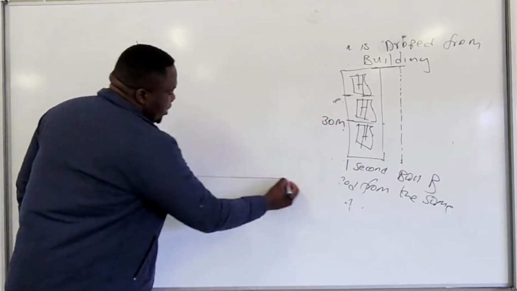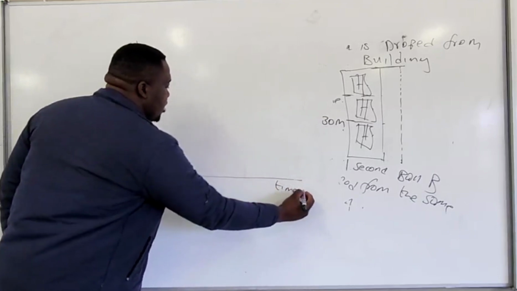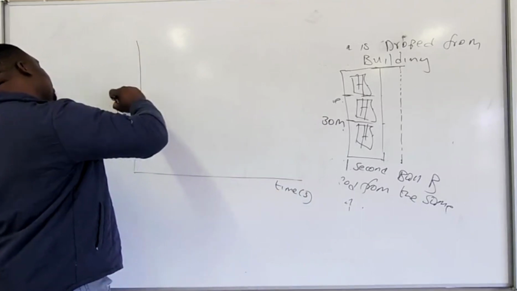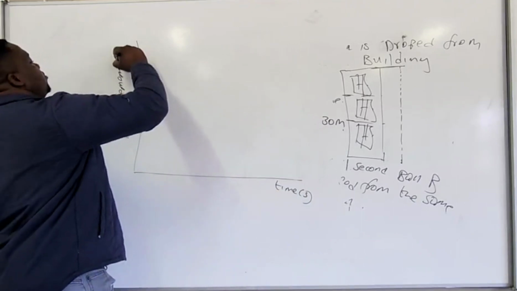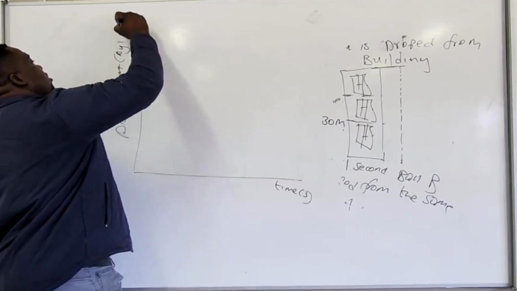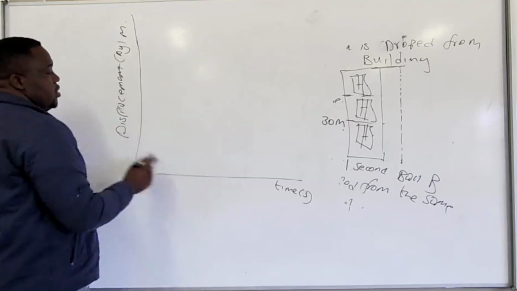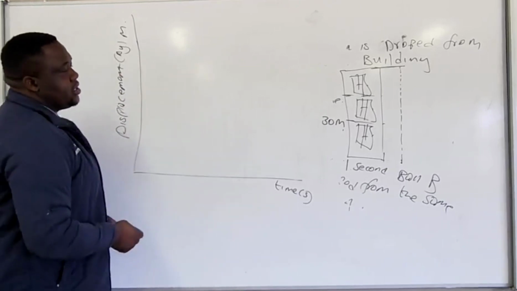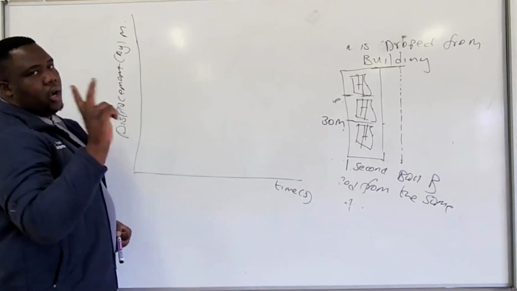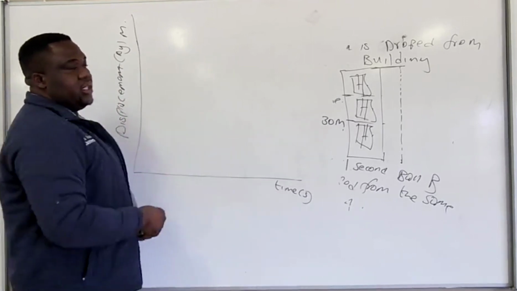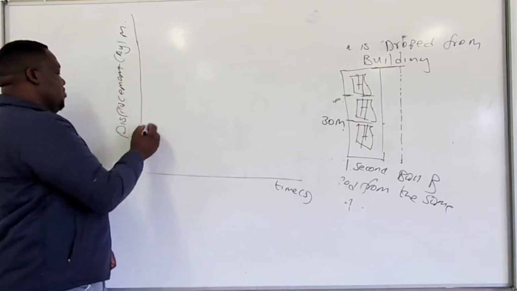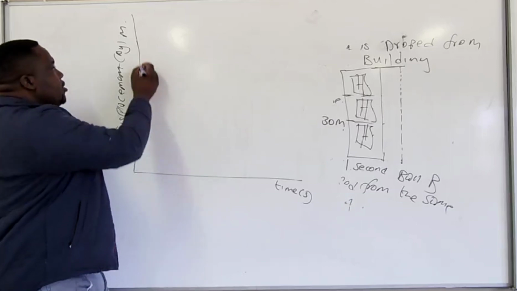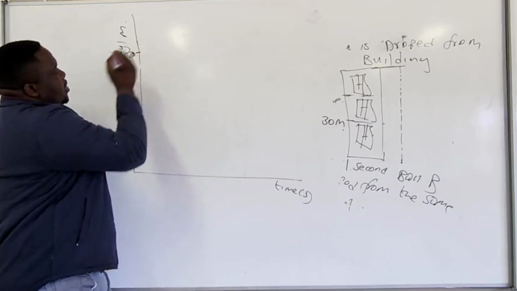We're going to draw our axes. We're going to have the time in seconds, and we're going to have displacement, delta y in meters. This is our x-axis, our y-axis. Then let us start to represent. We know that all the balls were dropped at 30 meters. So we can make our points. These 30 meters will be here, right?